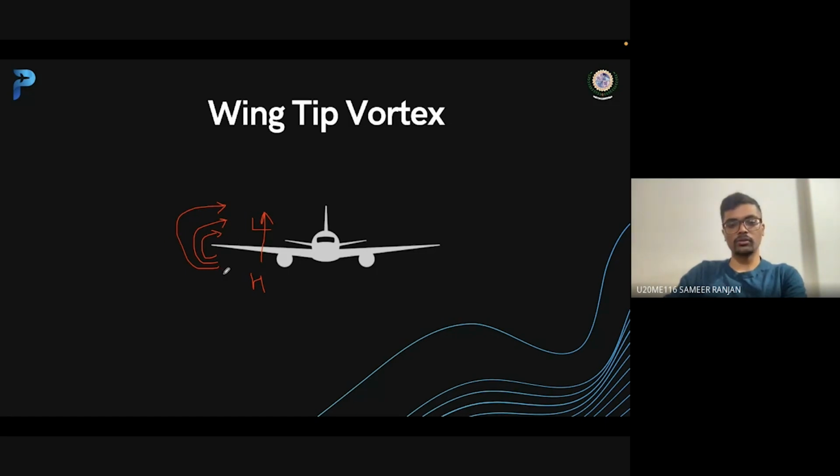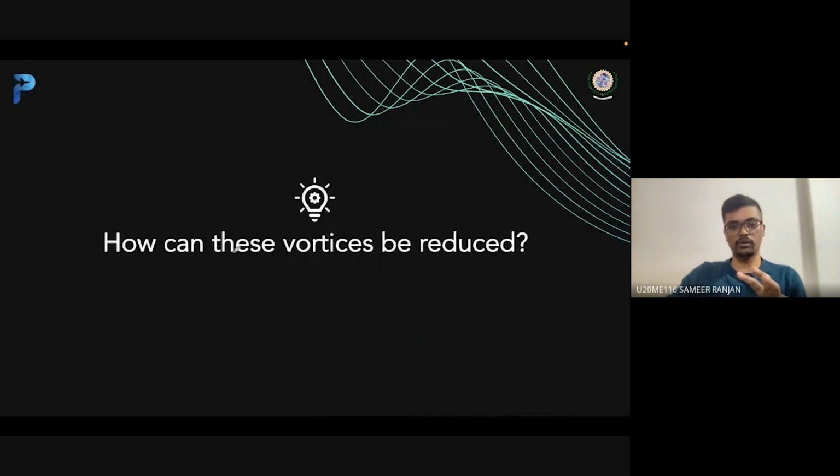And these vortices are not necessary. They generally reduce the efficiency of an aircraft and increase drag. So if they decrease the efficiency, then how can these vortices be reduced? Can anyone tell me how these vortices can be reduced?